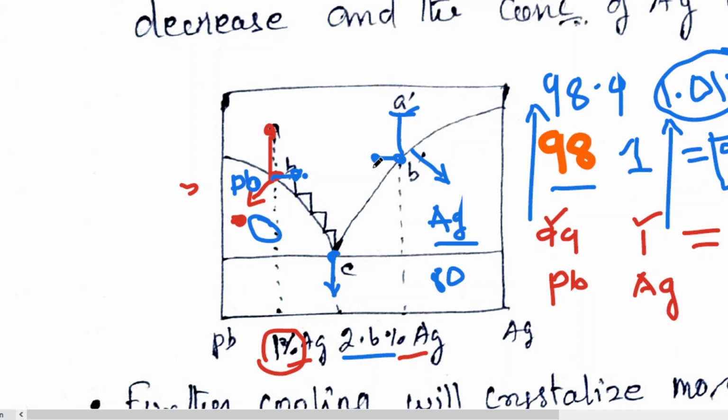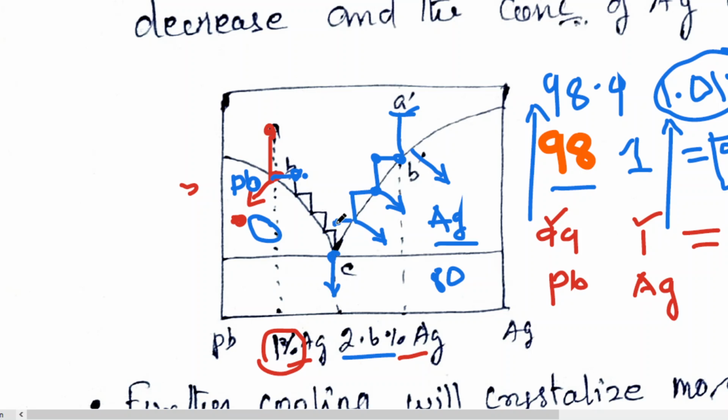Okay. Now when I further cool the liquid melt, when it reaches this temperature, again silver will get deposited. Since silver is deposited, the composition will change and it will go there. Again if I cool, it will reach here and silver will get deposited. Pure silver will get deposited. The composition of the liquid melt will change.